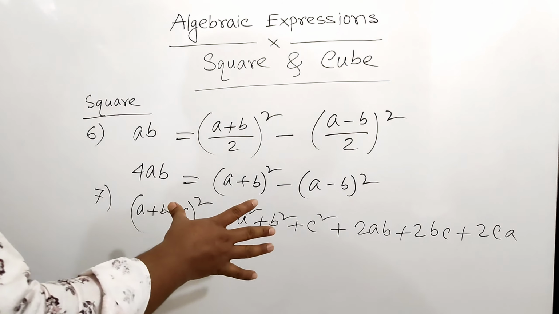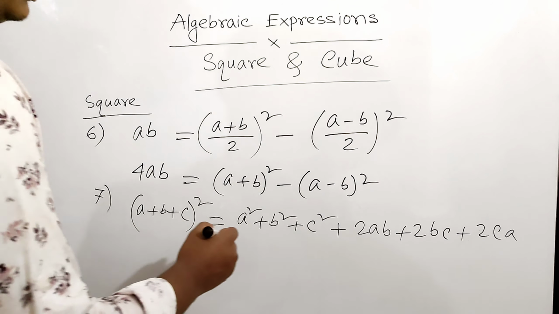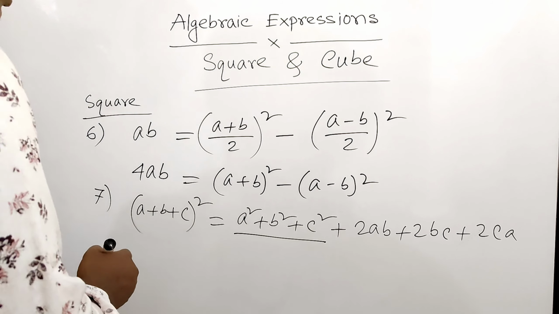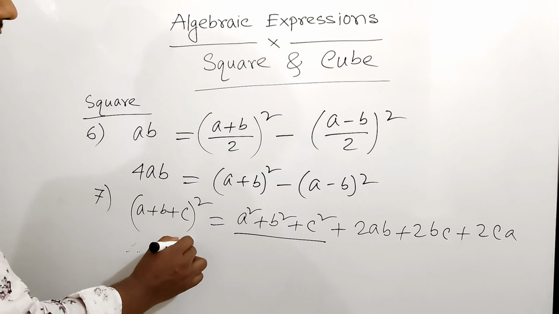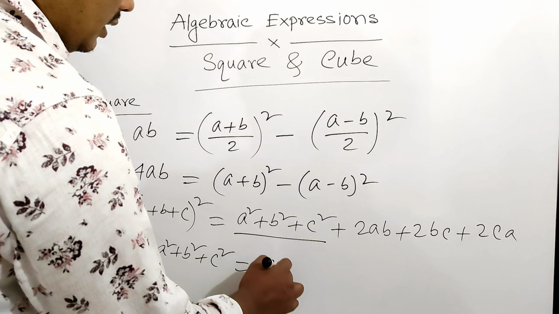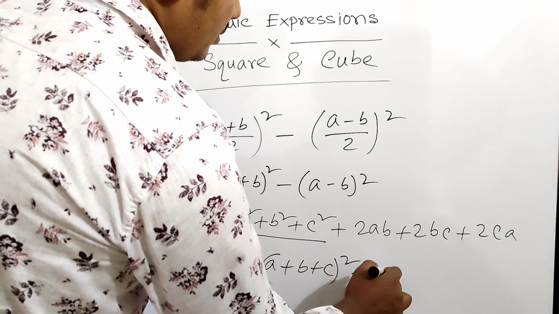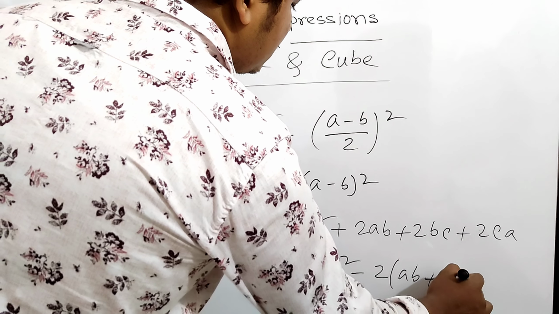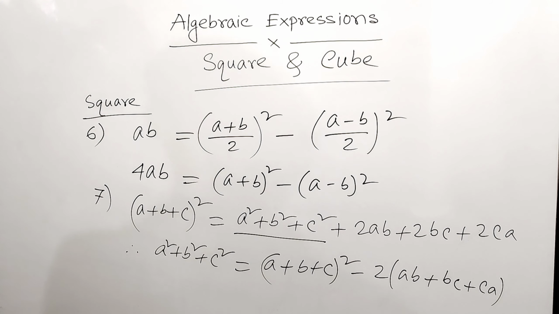Okay, so from this expression you can derive another 2 formulas. Actually, if the question asks you to find a square plus b square plus c square, then you can make another formula, that is a square plus b square plus c square equal (a plus b plus c) whole square negative 2 multiplied by (ab plus bc plus ca). Okay, and you can also find another formula.